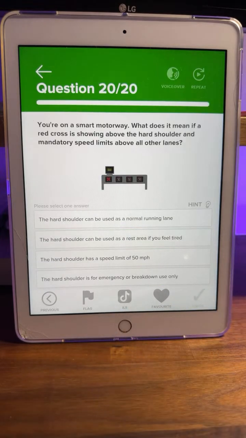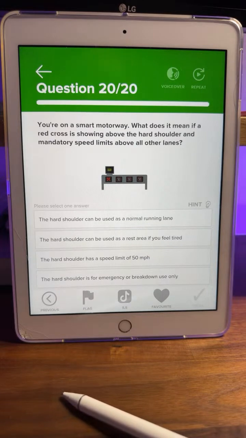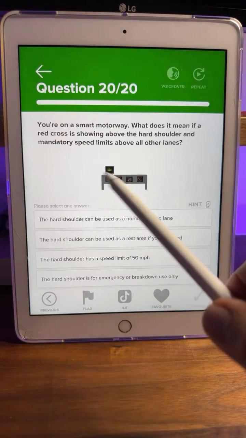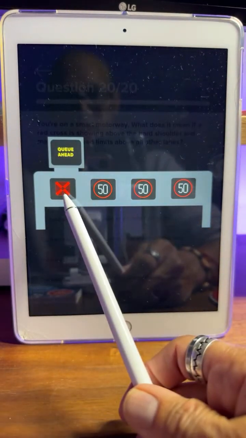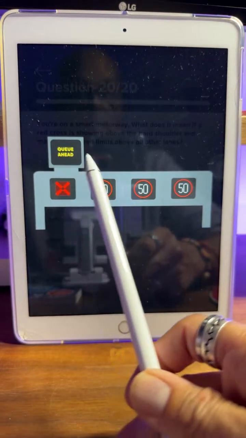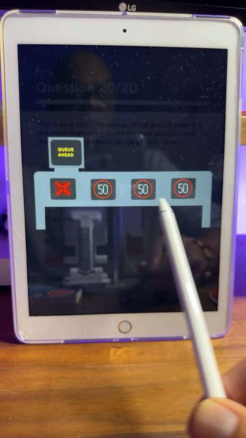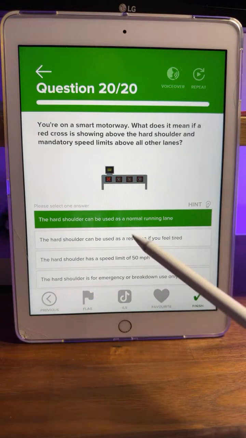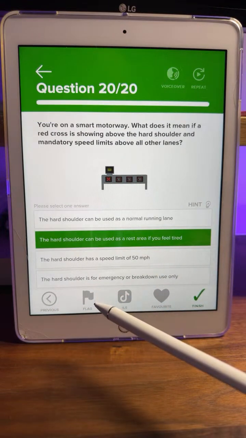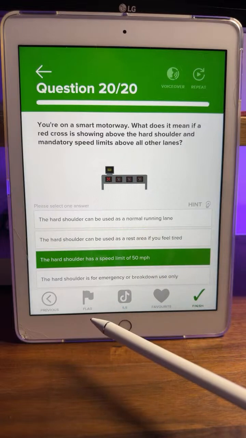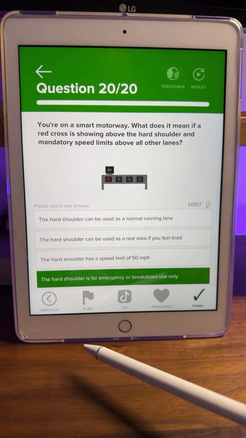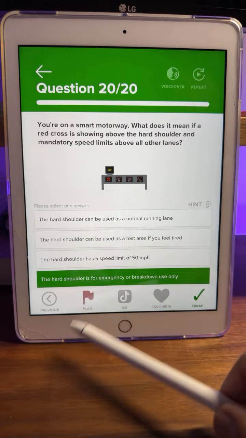Okay, so we know the dipped headlights is the correct answer. Well done. So question number 20. You're on a smart motorway. What does it mean when a red cross is shown above the hard shoulder and mandatory speed limits above the other lanes? A, the hard shoulder can be used as a normal running lane. B, the hard shoulder can be used as a rest area if you feel tired. C, the hard shoulder has a speed limit of 50 miles an hour. Or D, the hard shoulder is for emergency or breakdown use only.